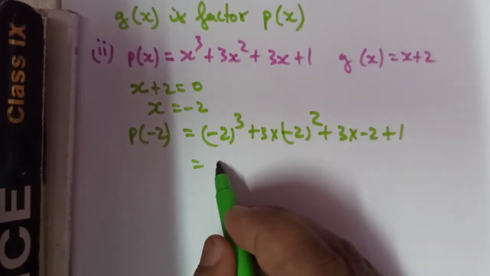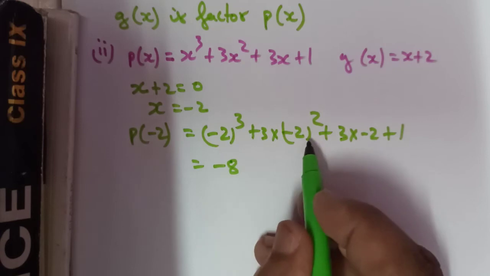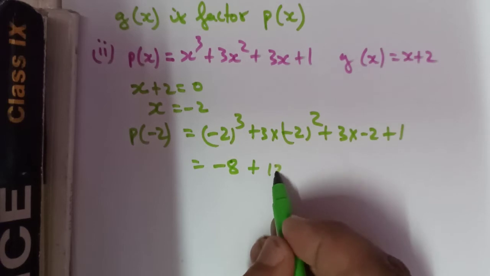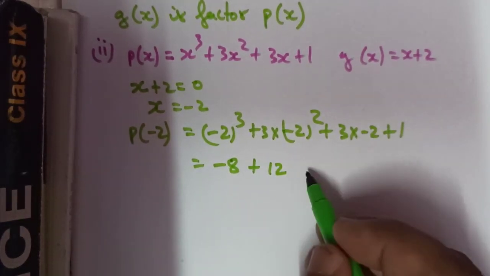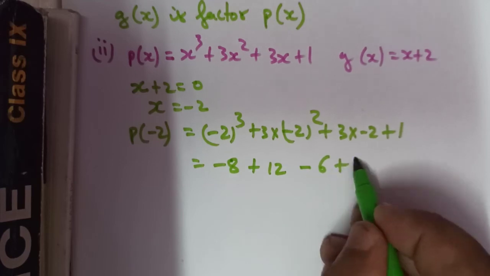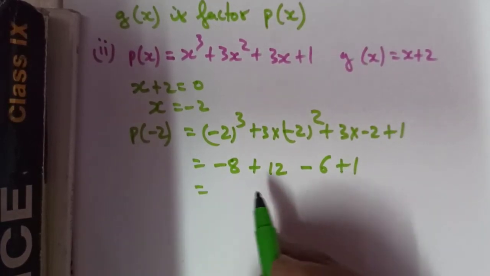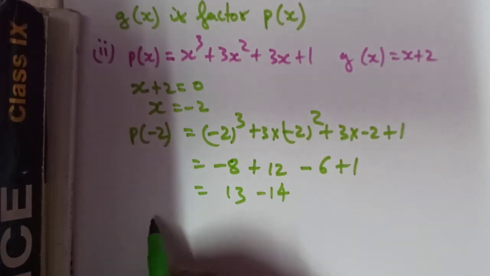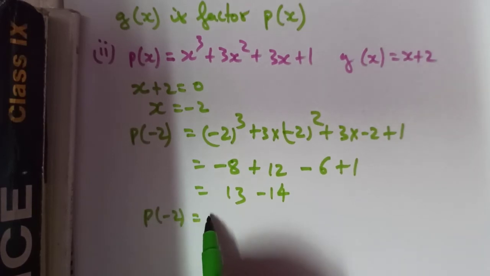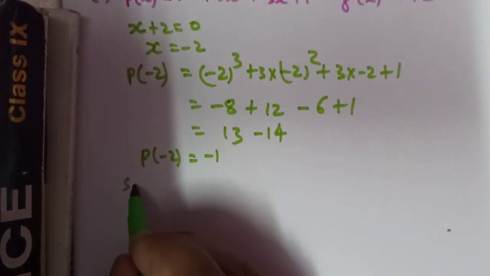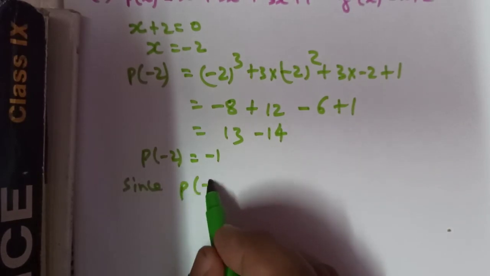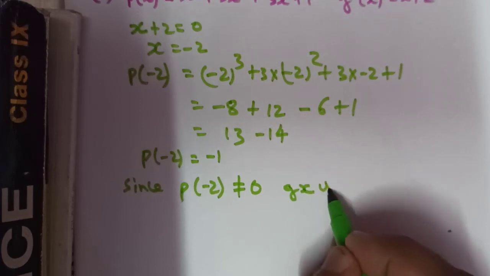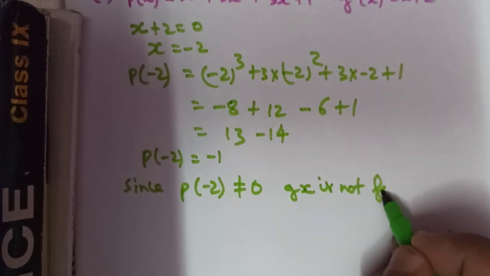Cube of minus 2 will be minus 8, plus minus 2 square will be plus 4, plus 4 times of 3 will be plus 12, and plus into minus is minus 3 times of 2 is 6, plus 1. So it will be plus 12 plus 1 is plus 13, and 8 plus 6 is 14. So 13 minus 14. So we are getting the value of p of minus 2 as minus 1. So since the value of p of minus 2 is not equal to 0, g(x) therefore is not the factor of p(x).